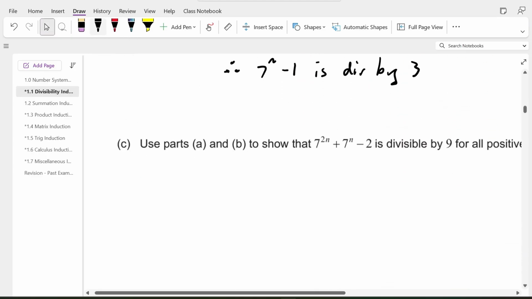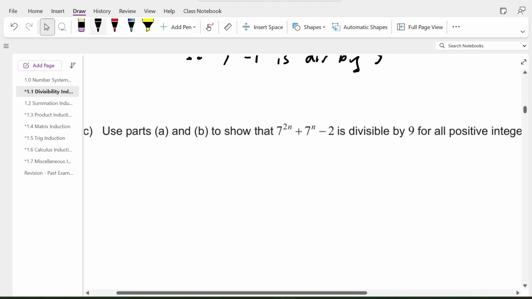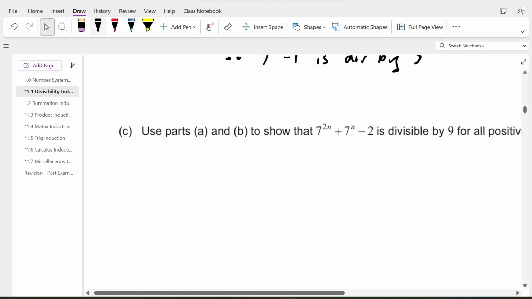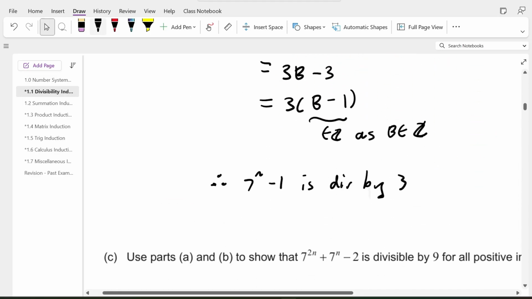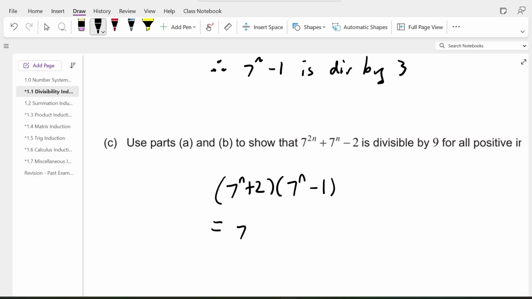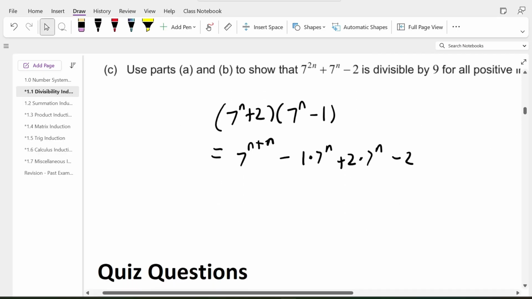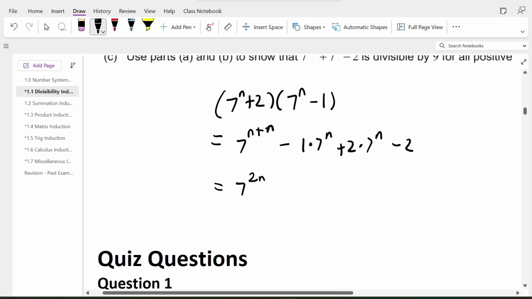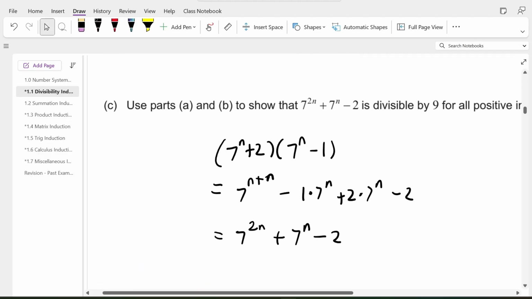Okay, part C for this question is quite nasty. It's showing that these things are divisible by 9. The thing that you should always do in an exam style question is try and use your previous parts. And what you might notice is that if I do 7 to the n plus 2 and 7 to the n take 1, and we FOIL it out, so I'm going to get n plus n there for that bit. I'm going to get 1 times 7 to the n and 2 times 7 to the n, and then take 2 at the end. So I'm going to get 7 to the 2n plus 7 to the n take 2. Oh my goodness, that's what we got.